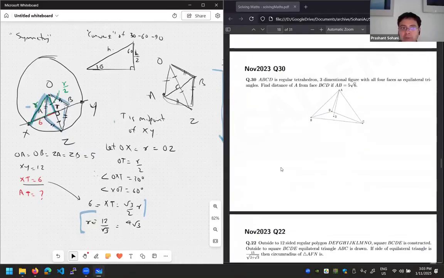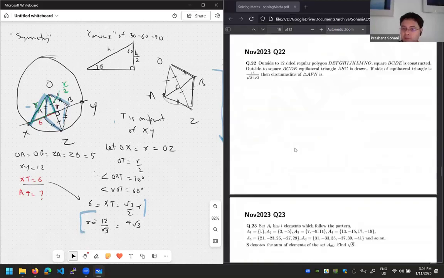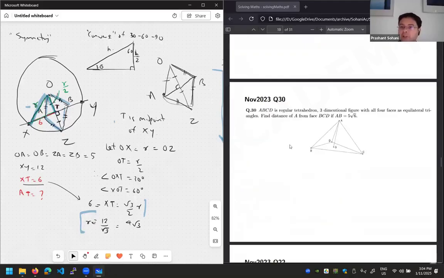Okay. Any other questions about this one? Okay. So I think we are coming almost to the end of the geometry section. So I think these are the last two problems left from geometry. So this question 30 is actually interesting.